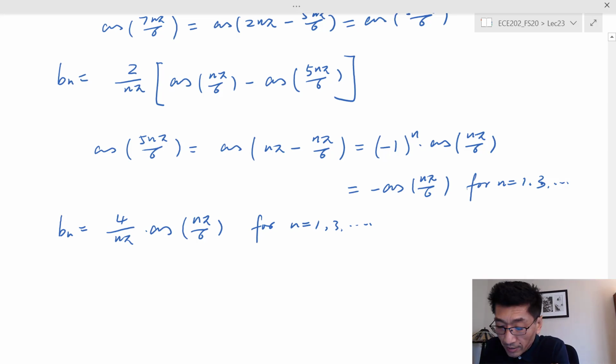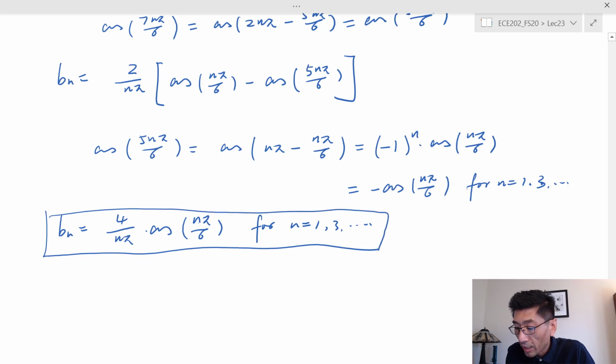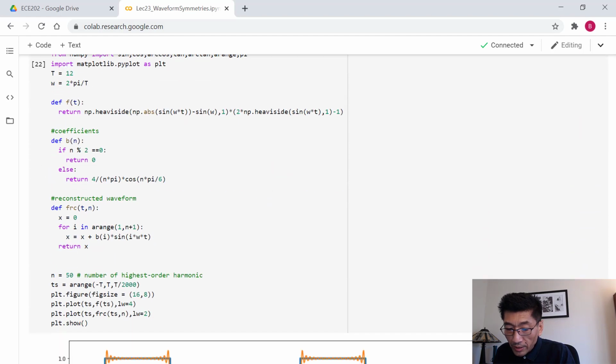So that's the Fourier coefficient we found. But also pay attention: if n is equal to 3, then 3 over 6 is a half, so it's a half of pi times the cosine, and that's 0. And so therefore the third harmonic will also be 0. We just keep this form as it is now, and we're going to go to the Python code and see what the reconstructed waveform looks like.